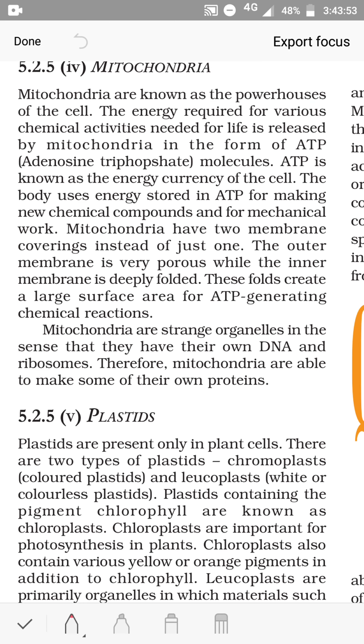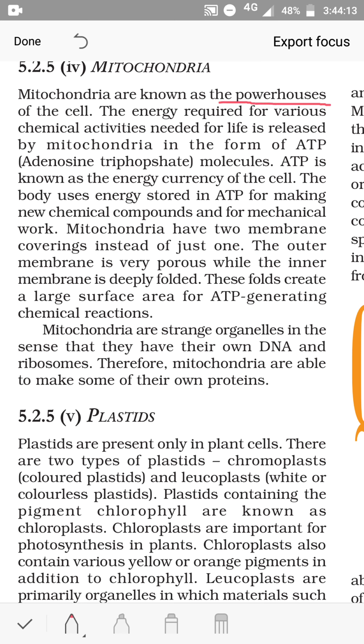Today I am going to start with one of the cell organelles, mitochondria. Mitochondria are known as the powerhouses of the cell. The energy required for various chemical activities needed for life is released by mitochondria.